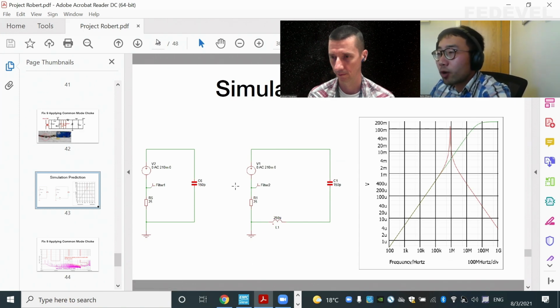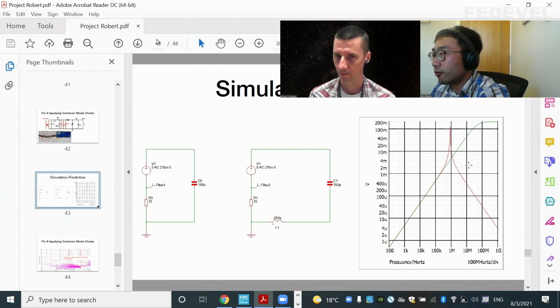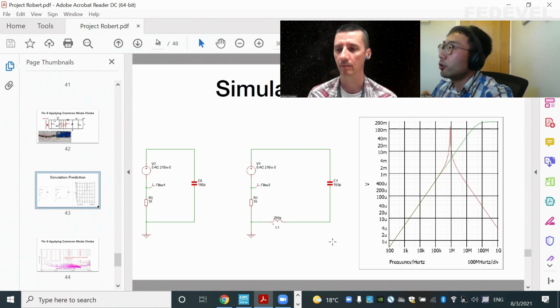If I run this simulation, I can see the performance of this common mode choke. You can see that at the 100 megahertz range, it has a big reduction. So I knew that using 250 microhenry is very good. If I reduce this value to, say, 100 microhenry, the curve will go like this, so you have less attenuation. So that's a very simple, easy tool for me to select a common mode choke value.